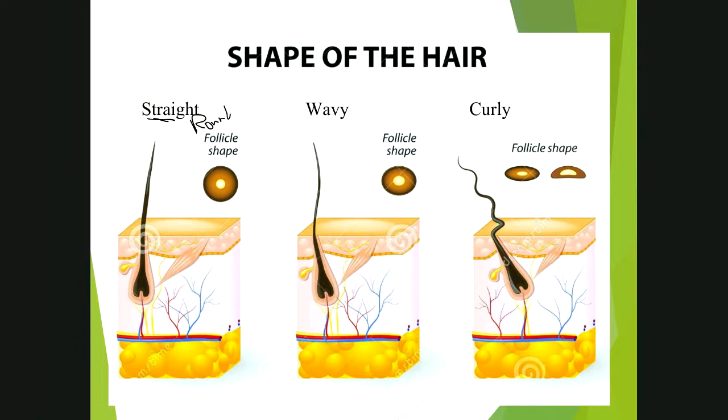And if you look at wavy hair, look, it's oval shaped. The hair is oval shaped, and so is the follicle. And then if you look at curly hair, look, it's ribbon-like. It's very, very flat, and it has a flat follicle too.